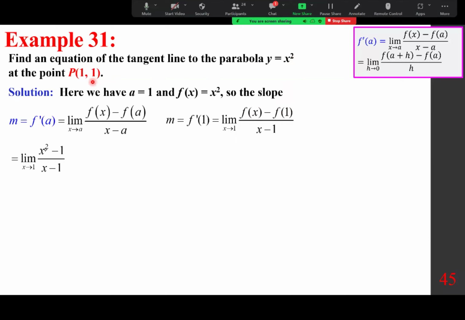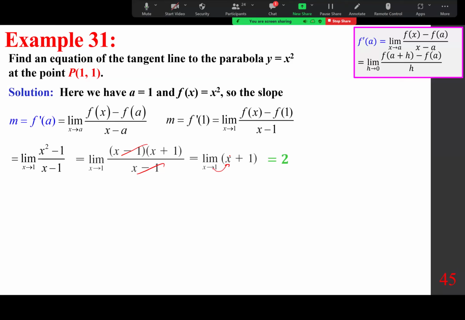The numerator can be factored into x minus 1, x plus 1. These two cancel each other. And we get the limit of x plus 1 as x approaches 1, and you plug in, you get 2. Now, this is the part that I'm going to look at in a second method in a moment. But for now, y minus y1 equals m times x minus x1, which means y minus 1 equals m, or 2 times x minus 1.